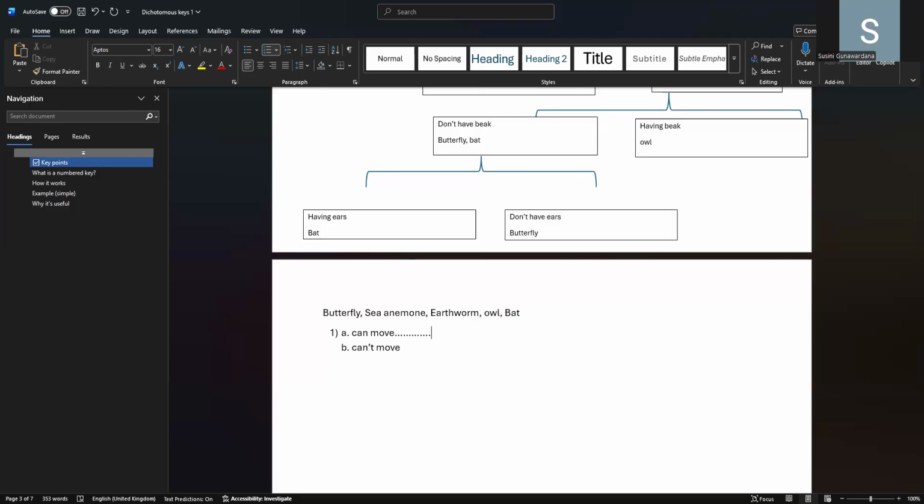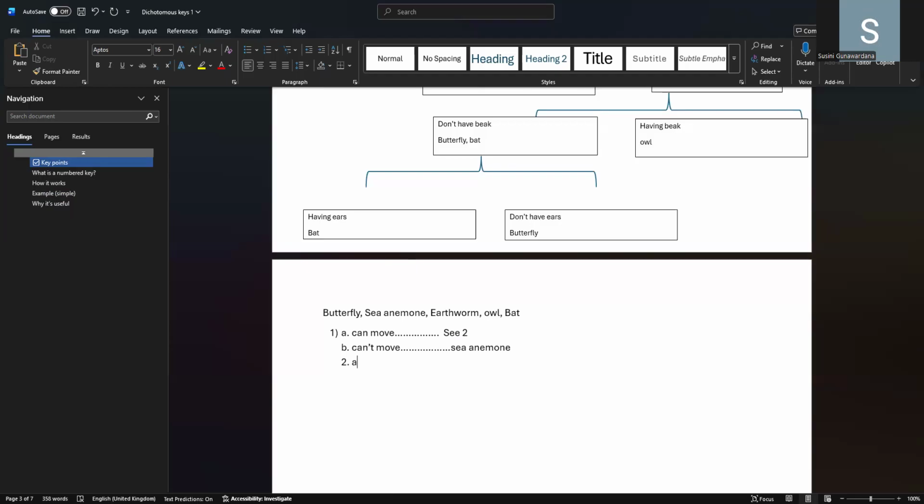Can move. Who can move actually? Here butterfly can. Earthworm, owl, bat, they can move. But we are not going to write their names here. We will be writing 2 instead. Can't move will be sea anemone. So as there is only one animal, I will be writing that. In here, we will be writing the name of the animal if there is only one animal. If there is more than one animal, in that case, we will be writing a number. So this 2 will be this. In here, I am writing 2.